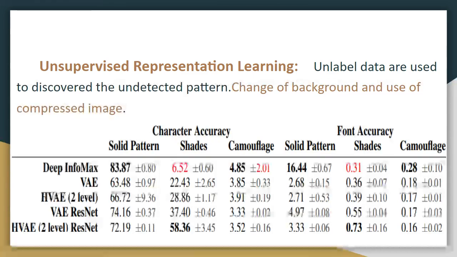And here you can see the VAE. That means the variational autoencoder tries to find the most compressed representation. And you can see that another one, that is Deep InfoMax, has the highest accuracy than the others.